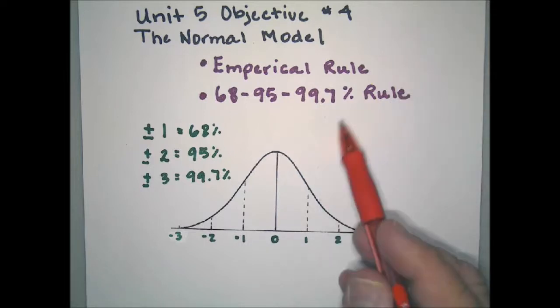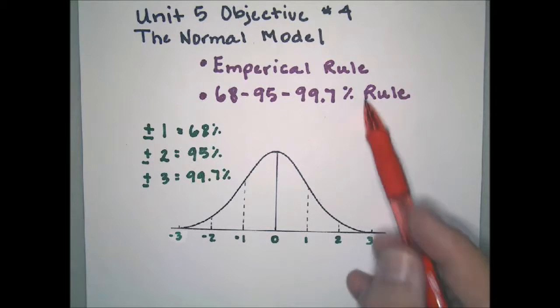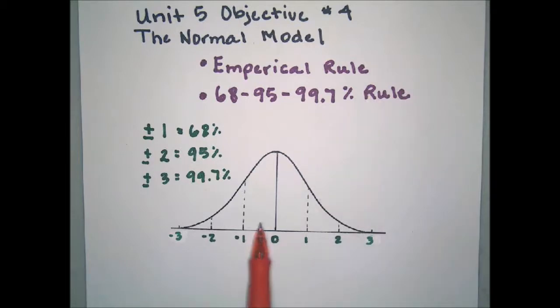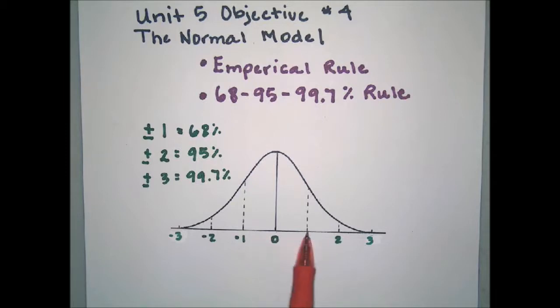and some of the newer textbooks call it the 68, 95, 99.7% rule. All this is telling us is the percentage of data that belongs in each one of these sections. So my first section, 0 represents the mean or the average of the data. If I went one standard deviation up and one standard deviation down below the mean, the rule is telling us we have trapped 68% of the data points. So 68% of the data falls in this section right here.